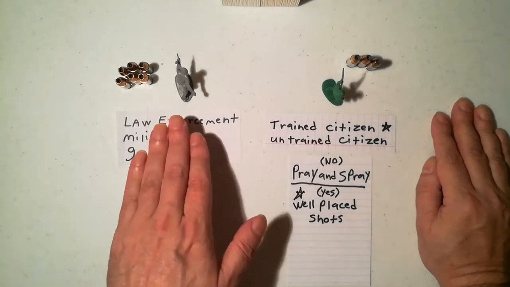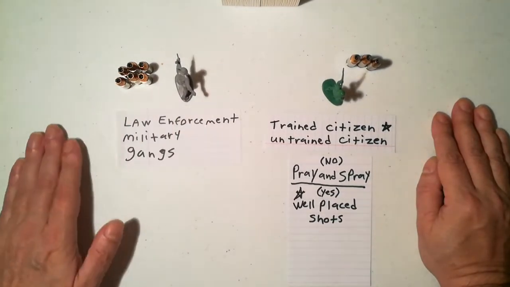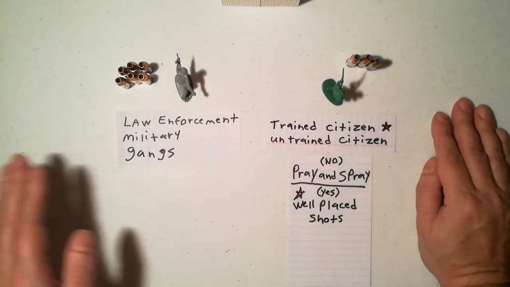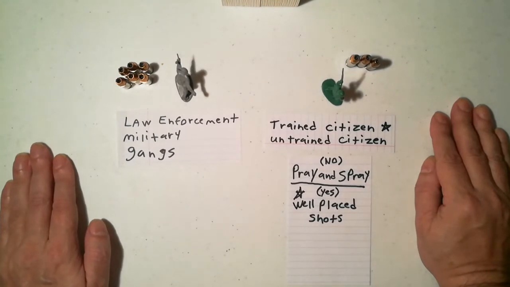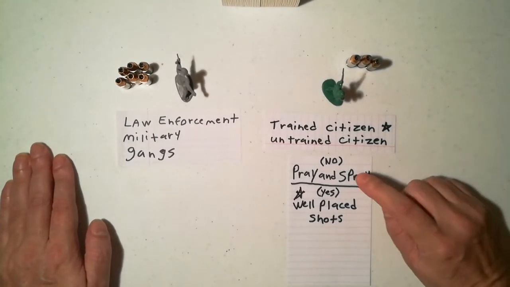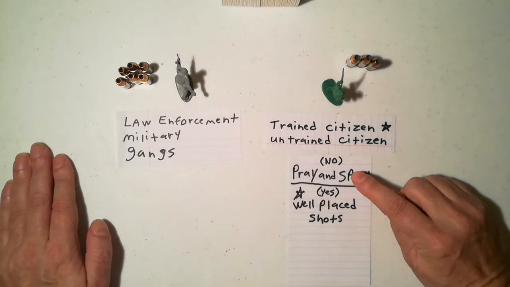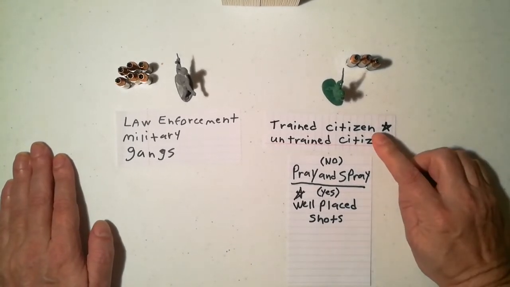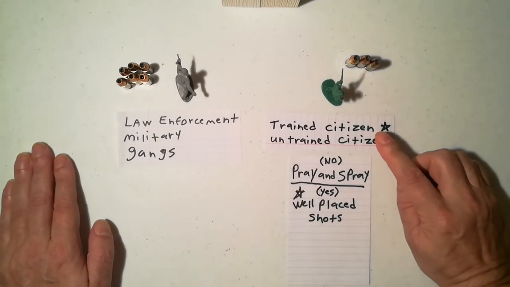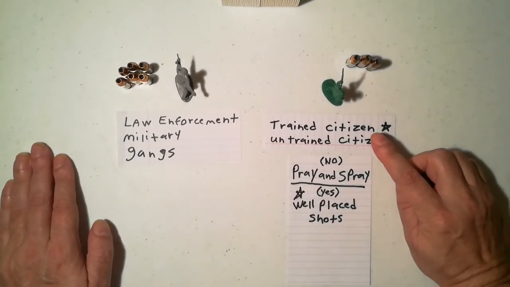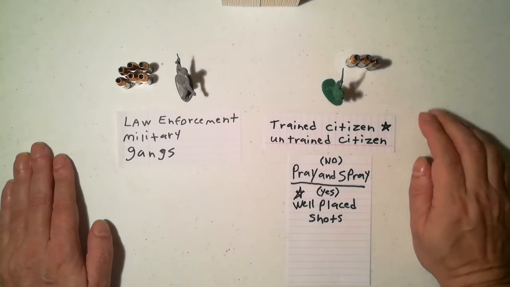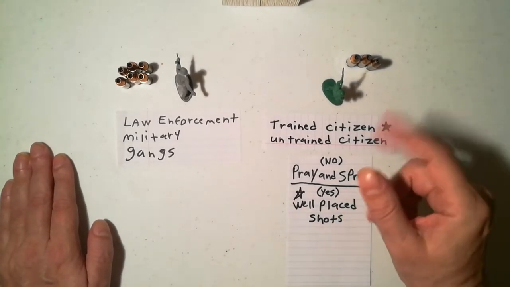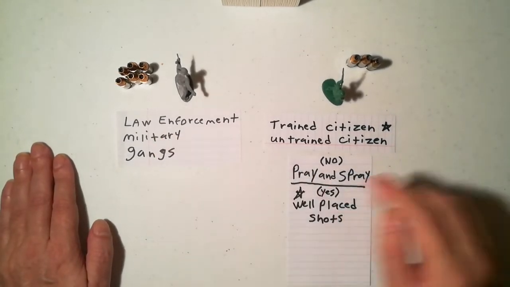So, for an example, on this side, I gave 6 rounds fired in a defense situation. And on this side, I gave 3 rounds fired in a defense situation. Now, on the citizen side, I'm not talking about praying and spraying. I'm talking about well placed shots, and you're a trained citizen. That's what we want in the database. We want to find out how many trained citizens are out there that are in defense situations that make well placed shots and they're not just spraying and praying like the gangs over here.